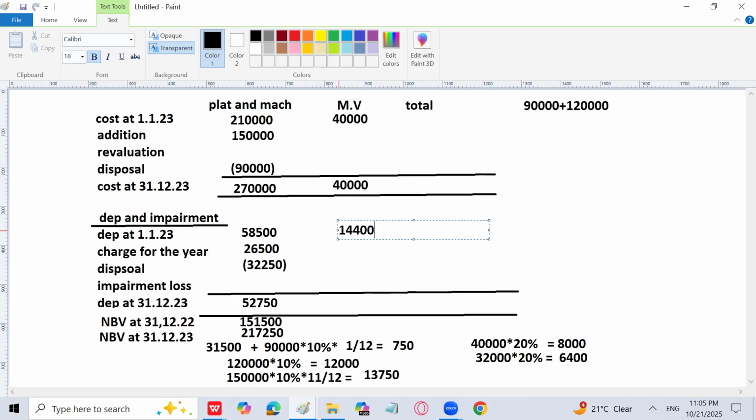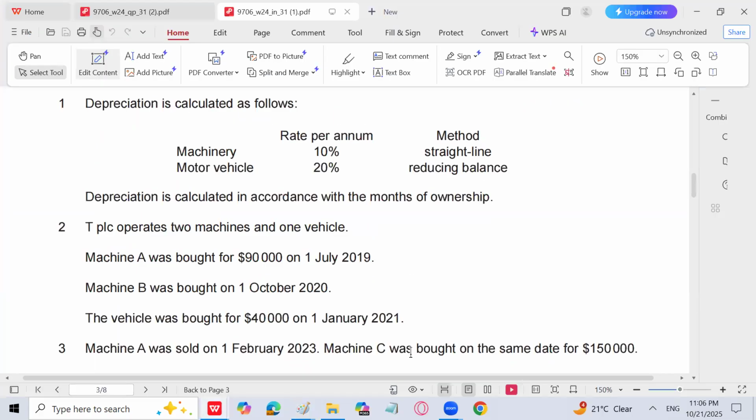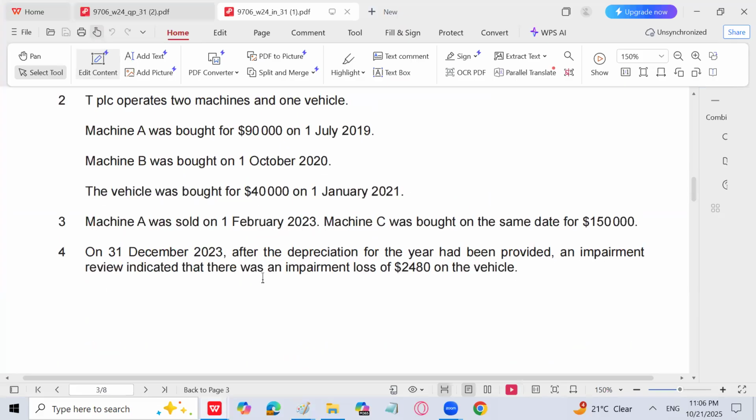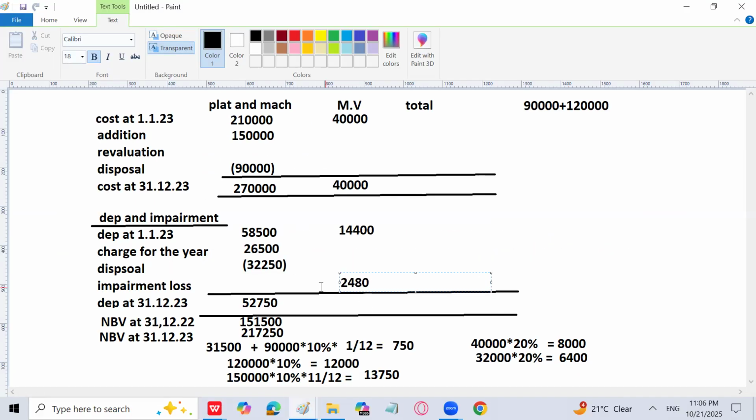Then there is no disposal, but there is impairment. Remember that you don't need to subtract the cost of the motor vehicle or the depreciation on this asset which is going to be impaired. Only the impairment loss will be written. That is 2,480, which is given in the question, so we don't need to calculate it here. Let me show you. After the depreciation for the year had been provided, the impairment review indicated there was an impairment loss of 2,480 on the vehicle. So I just write the impairment loss as an expense in the profit and loss account, in the positive sign, like depreciation brought down at 2,480.